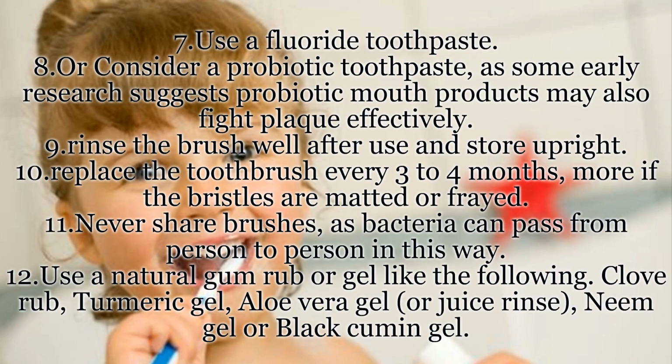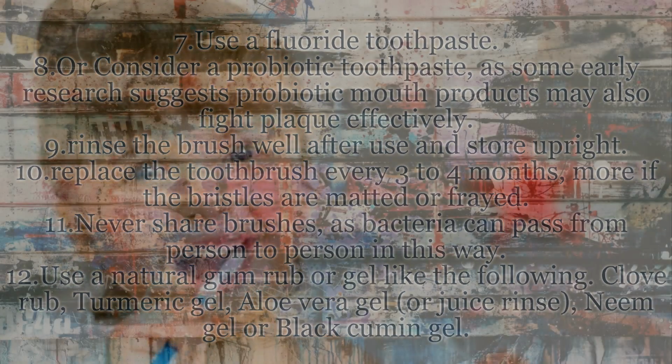8. Or consider a probiotic toothpaste, as some early research suggests probiotic mouth products may also fight plaque effectively. 9. Rinse the brush well after use and store upright. 10. Replace the toothbrush every 3 to 4 months, more if the bristles are matted or frayed. 11. Never share brushes, as bacteria can pass from person to person in this way. 12. Use a natural gum rub or gel like the following. Clove rub, turmeric gel, aloe vera gel or juice rinse, neem gel or black cumin gel.